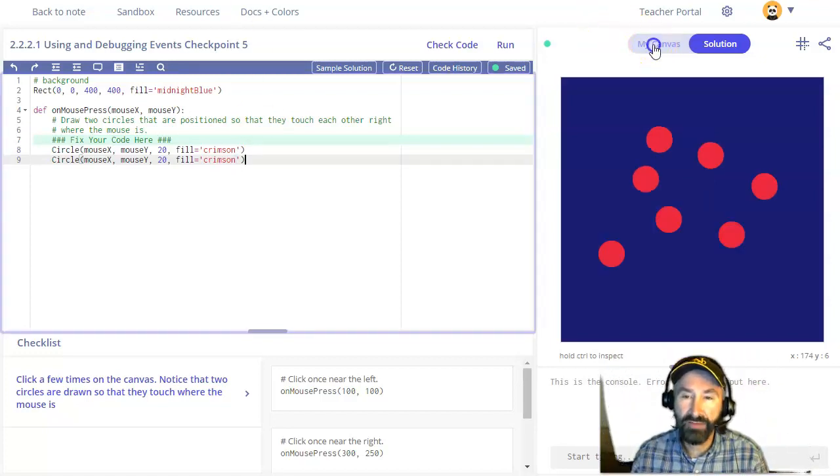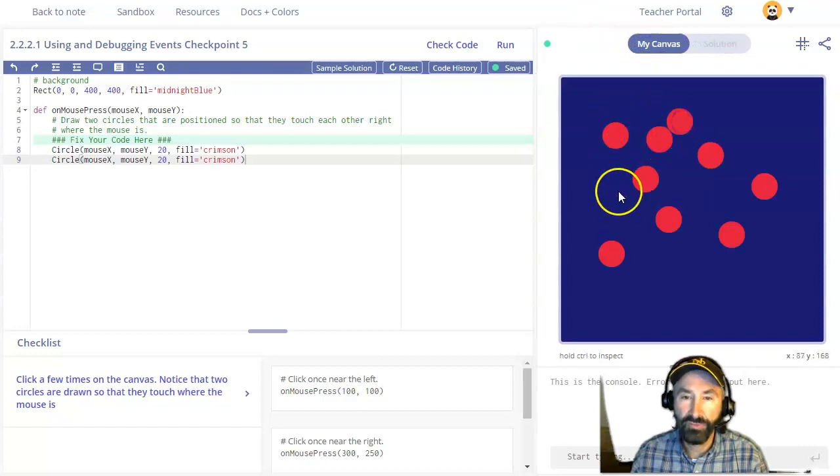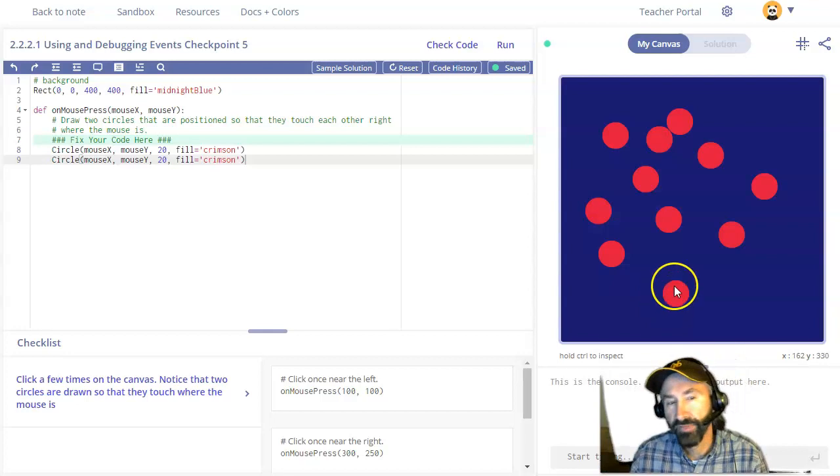So if I go to my canvas and I click, I would love to be able to have one circle go higher and one circle go lower. All right, so I'm going to ask you again to pause the video and think about this.